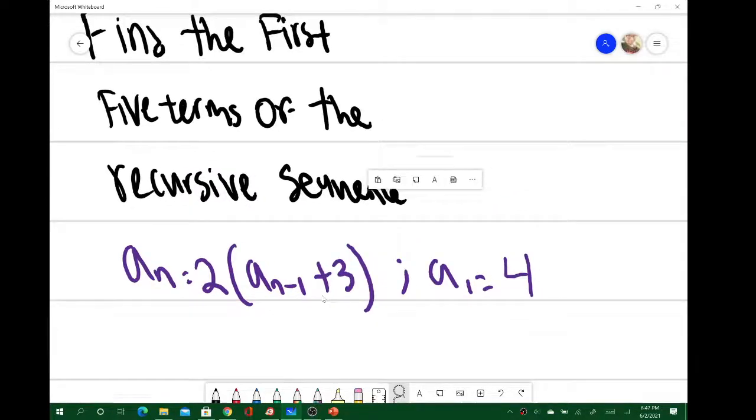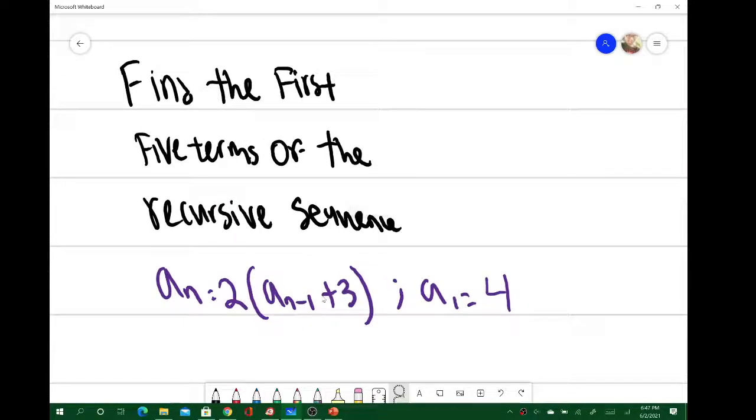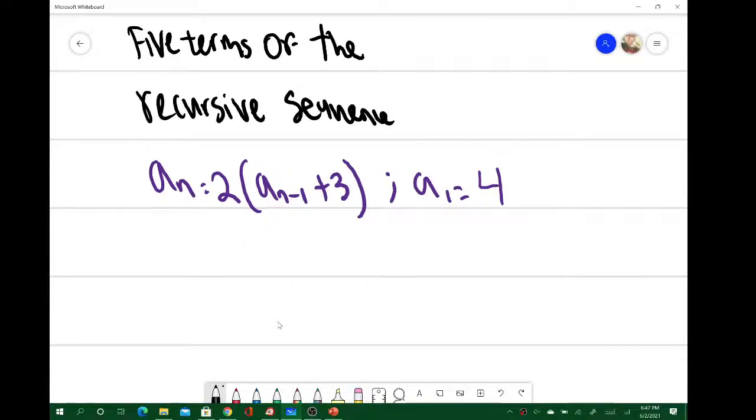So let's look at this problem here. It's a different kind of problem than the last one that we did for sequences and series. It is asking us to find the first 5 terms of the recursive sequence. Now, this is different from the other one that we did, because you have to use your brain a little bit for this one. But it's okay.